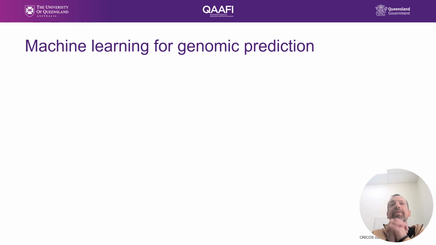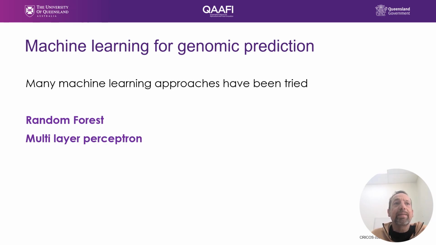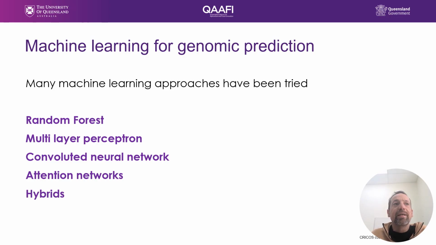Okay, so those methods, BLUP and Bayes-R and the other Bayesian methods, have been used very widely in genomic prediction. So what about machine learning for genomic prediction? So many machine learning approaches have been tried for genomic prediction. Here's just a snapshot: random forest, multi-layer perceptron, convolutional neural nets, attention networks, and hybrid schemes. And we'll look at the performance of each of those.